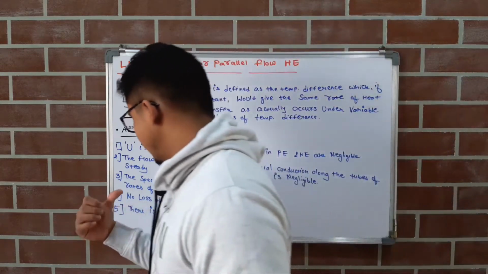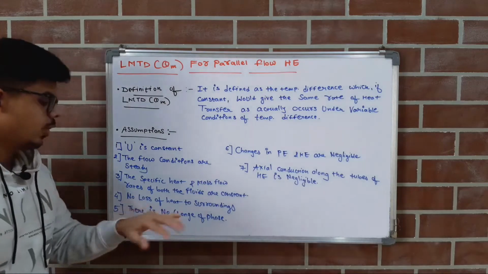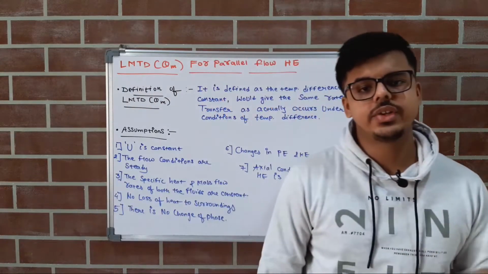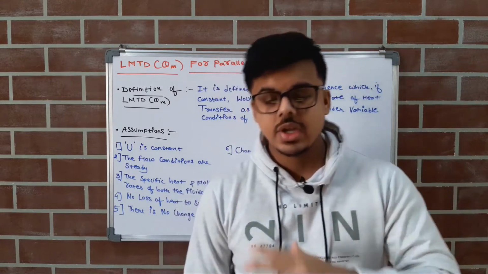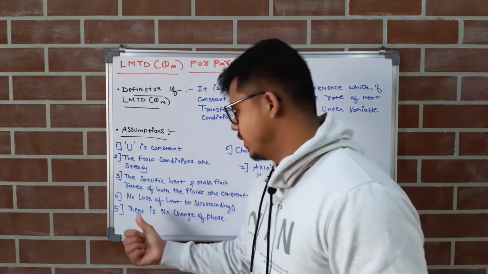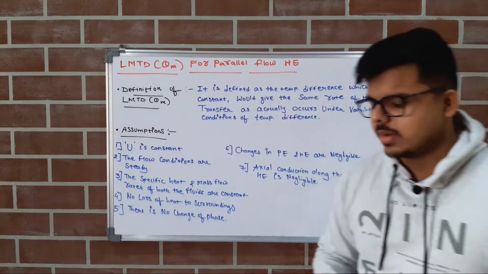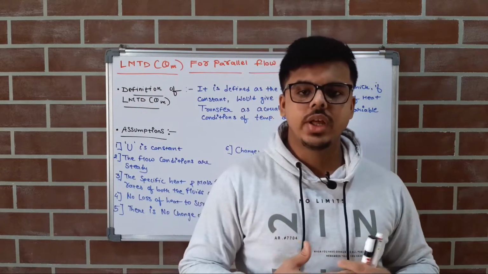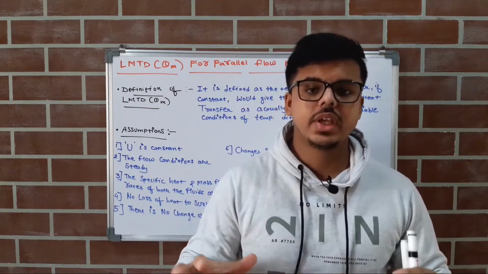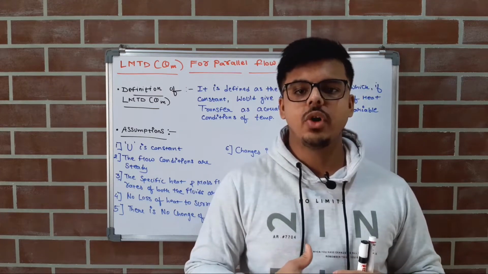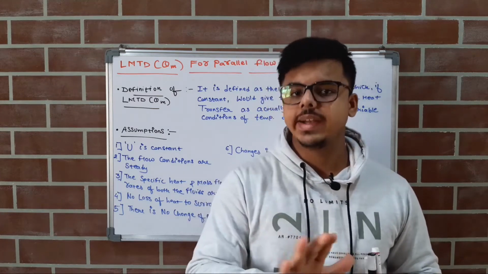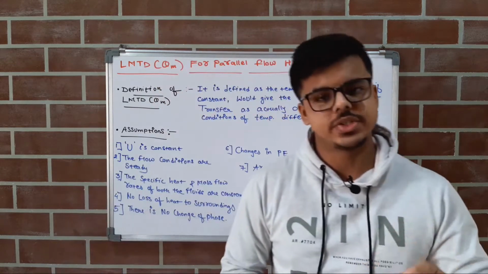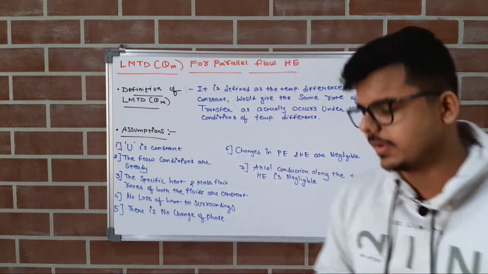Now the fourth assumption is that we have no loss of heat to the surroundings. Means the energy of the system does not interact with the surroundings, so we have no loss, right? Now fifth, there is no change of phase. Means here we are considering that when the cold fluid receives heat from the hot fluid, it will not change its phase. The heat received by the cold fluid is sensible heat, not latent heat, because latent heat helps in changing the phase and sensible heat helps in changing the temperature only, right? We are considering the sensible heat.